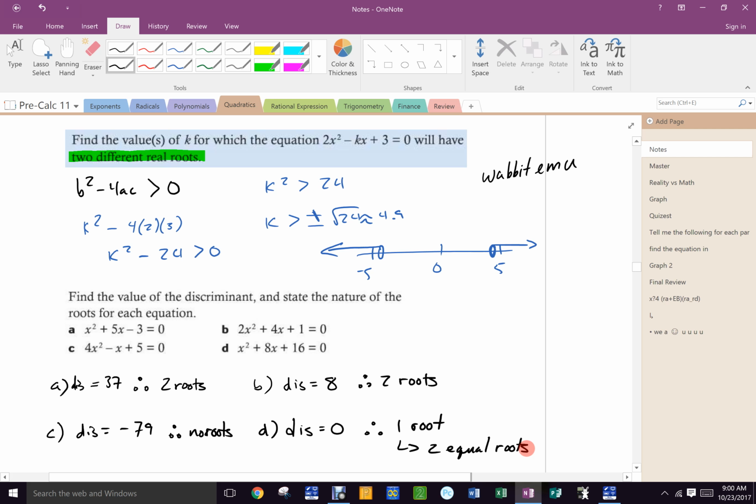Everybody get what I got? Everyone's happy? Everyone can do this? That's 5 squared minus 4 times 1 times negative 3. 4 times negative 3 is negative 12, so 25 plus 12, 37. Okay, yeah, you've got to be careful with that.